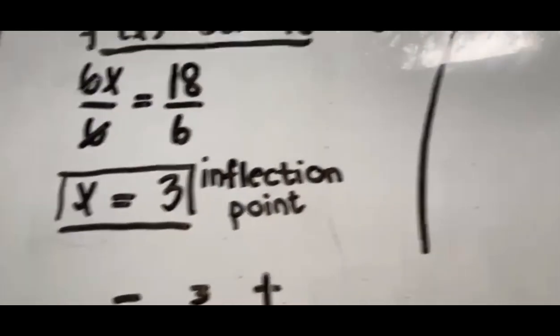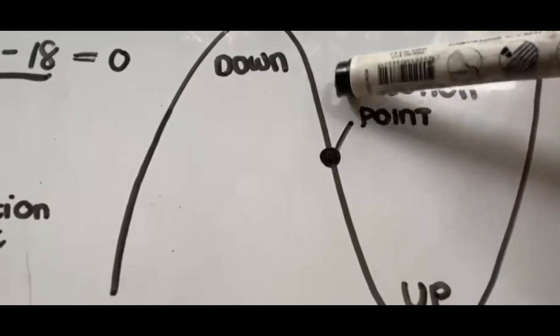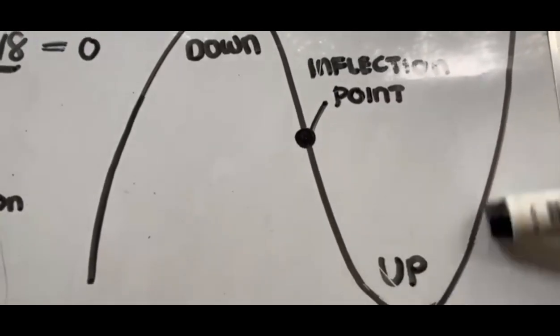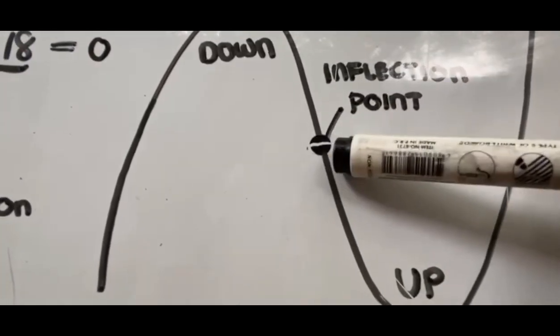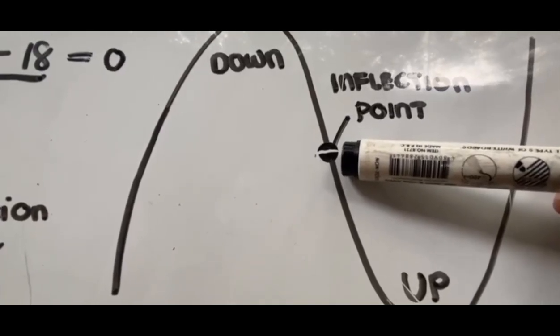The graph would be like this. This is the concave down and the concave up. This would be the inflection point. It is where the concavity changes.